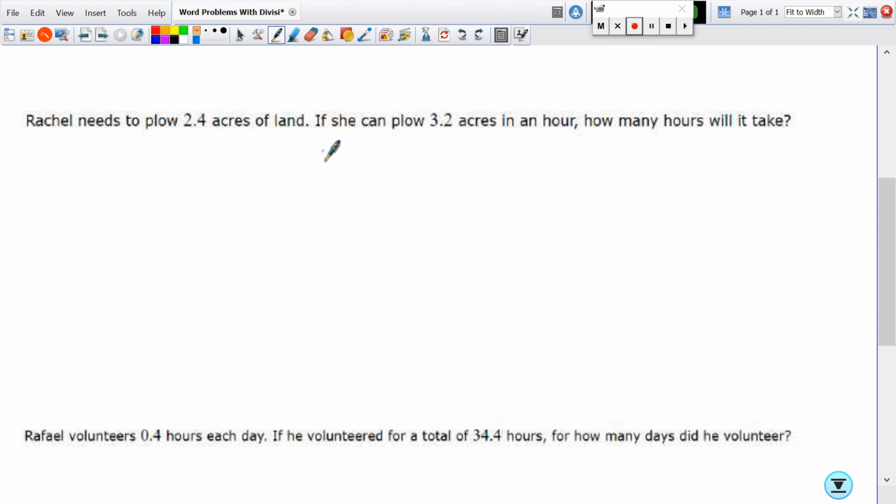Rachel needs to plow 2 4/10 acres of land. So that's the total. The total always goes inside. She can plow 3.2 acres an hour. How many hours will it take? So again, we can't just have a 3.2 outside. It can't be a decimal. So what you do is move the decimal to the end and call it 32.